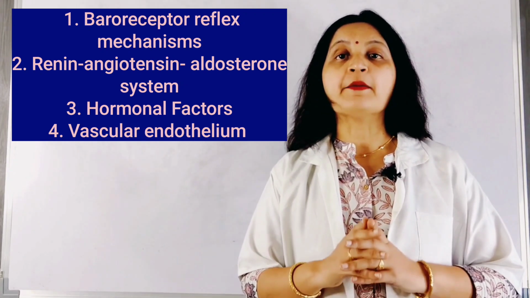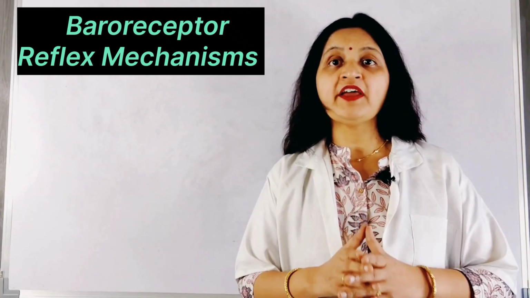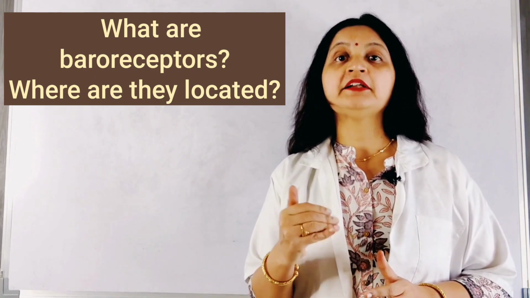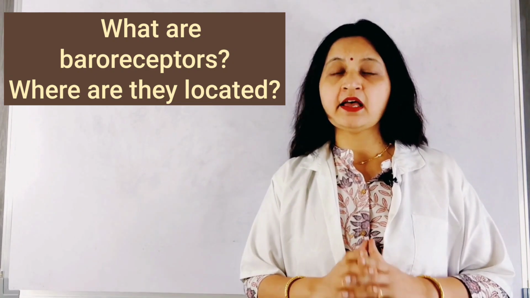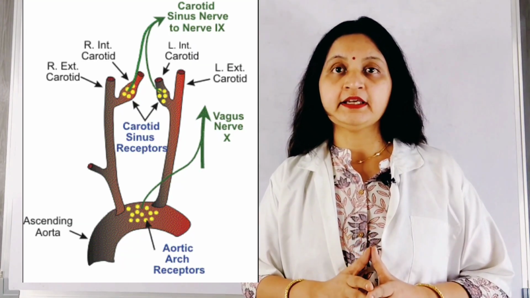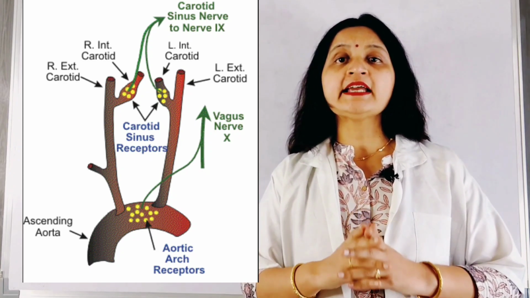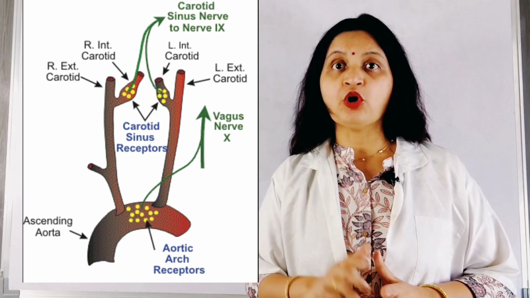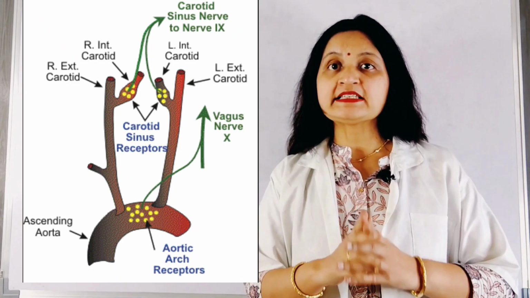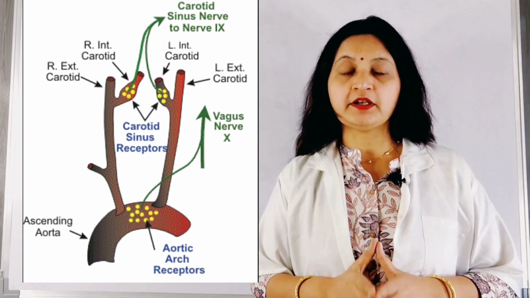The first one is the baroreceptor reflex mechanism. What are baroreceptors and where are they located? Baroreceptors are stretch receptors that are located in the carotid sinus, a small dilatation in the wall of the internal carotid artery. They are innervated by the glossopharyngeal nerve. The second set of baroreceptors are located in the wall of the aortic arch and they are innervated by the vagus nerve.